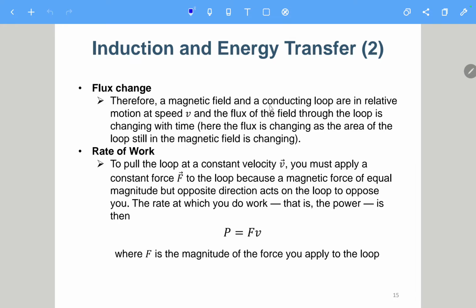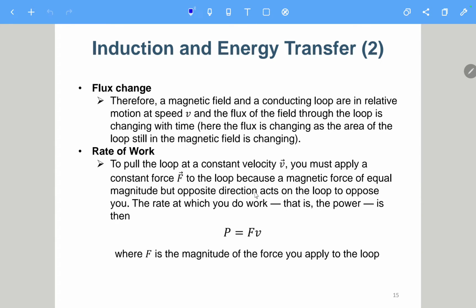Therefore, a magnetic field and a conducting loop are in relative motion at speed v, and the flux of the field through the loop is changing with time. Just as I mentioned, because you are pulling the loop out of the magnetic field, there will be a rate of work.